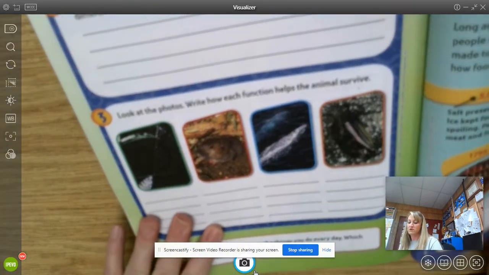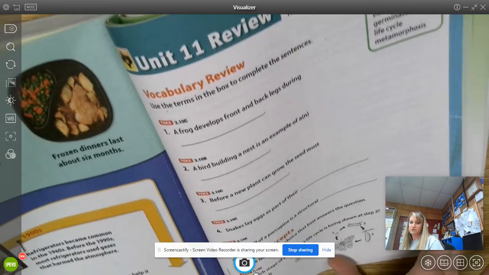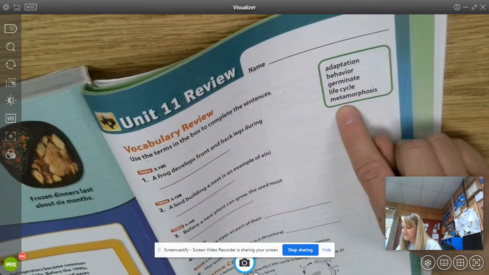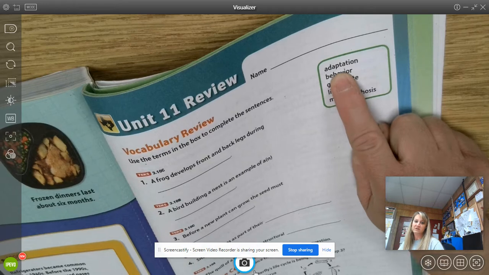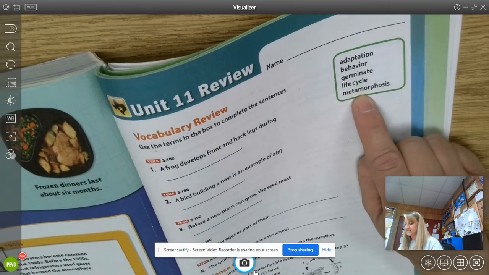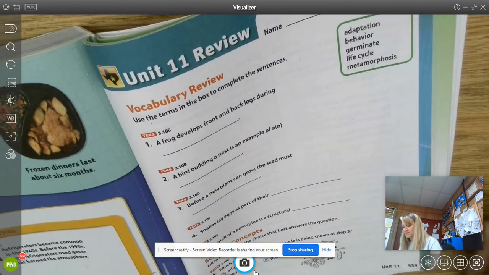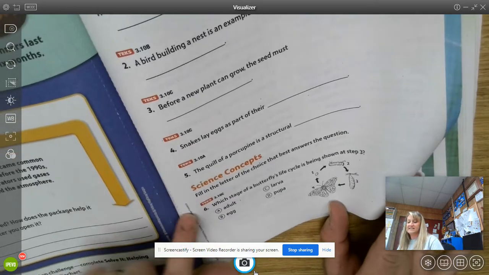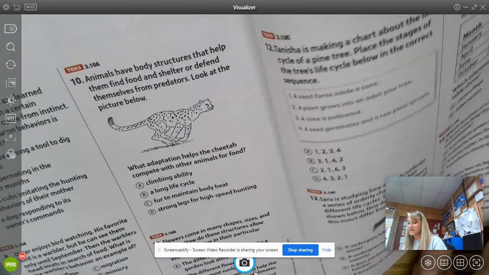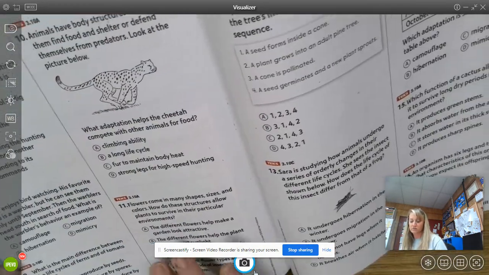Now I'm going to review you for the actual test; we're using the review as the test. You only have to do 1 through 16. So on 1 through 5, here are the 5 words: adaptation, behavior, germinate, life cycle, and metamorphosis. Use these 5 to go with these sentences. 6, and you go all the way to 16. You do not have to do the page on the back. Okay, so it's 1 through 16, and it is multiple choice.